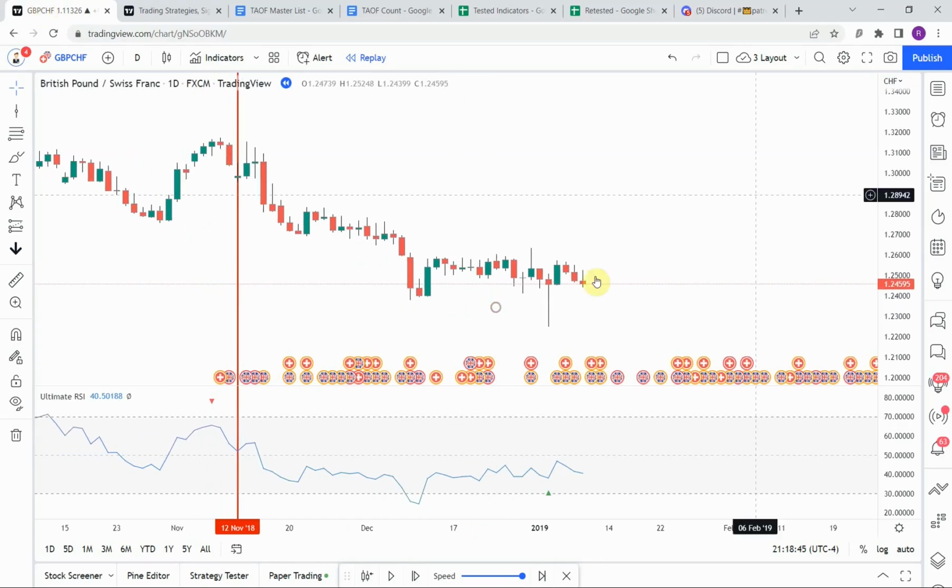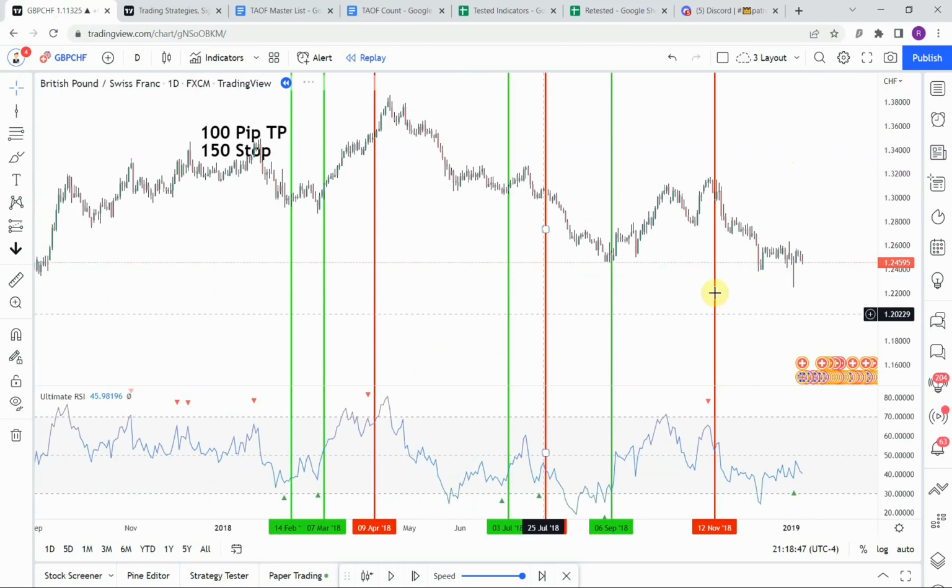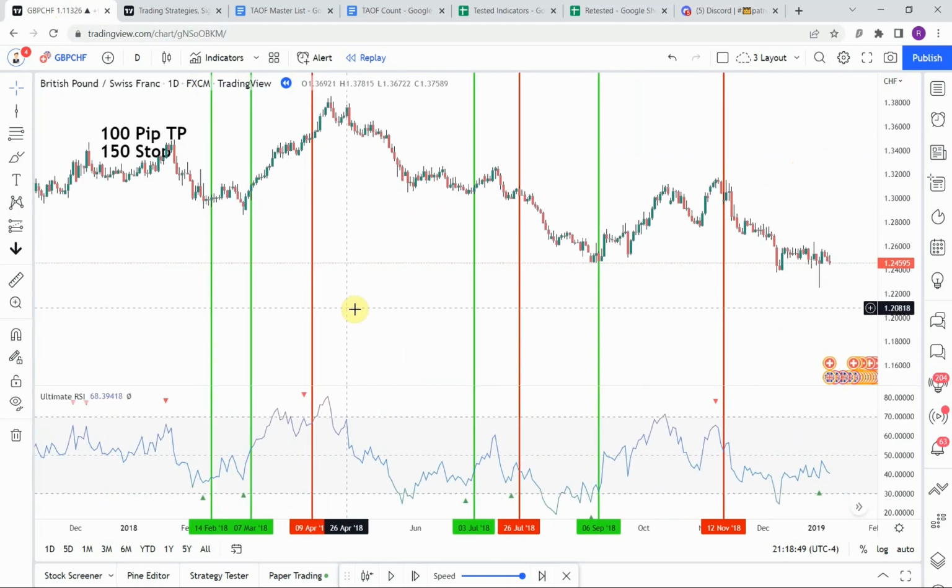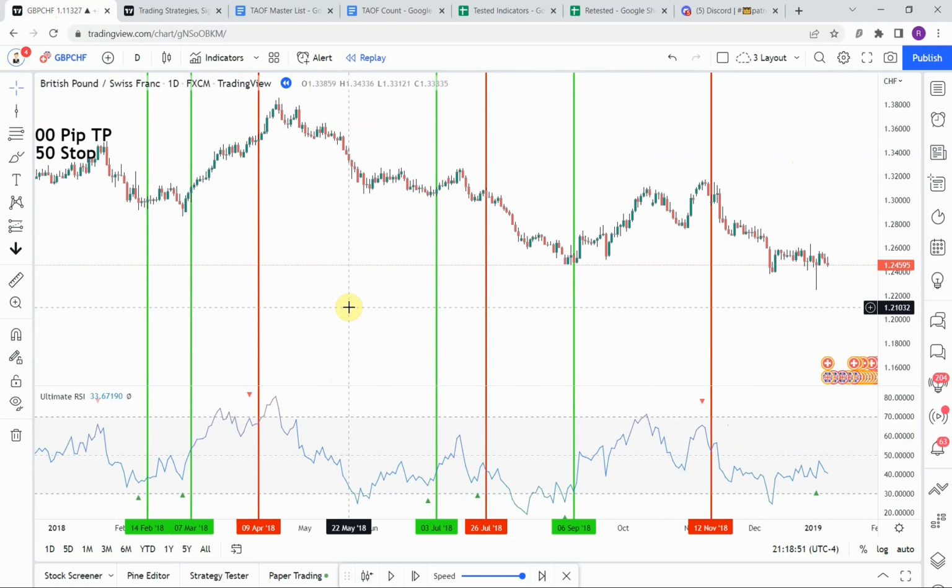All right, back to the indicator here. Let's go ahead and scroll back a little bit here. All right, and so we have 1, 2, 3, 4, 5, 6, and 7. We have 7 trades altogether, and we have 1, 2, 3, and 4 winning trades. And so that is not going to meet the 60% criteria that we are looking for.